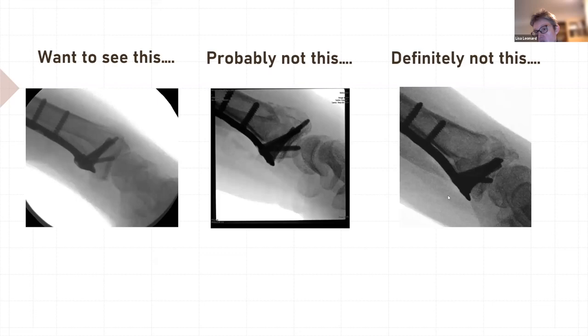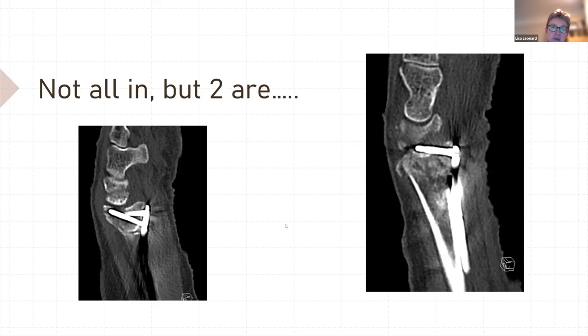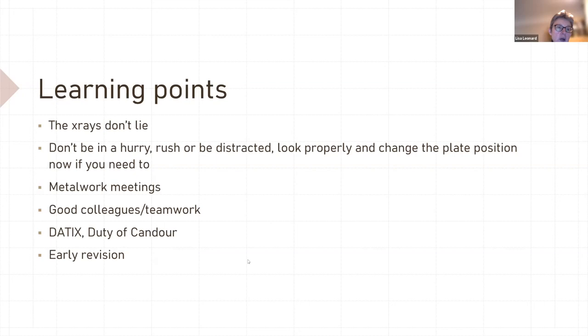If you get the K wire in the right place in the first place, you shouldn't get this position. But if you do, then accept it and make sure you take the time to change it. There's nothing worse than angsting over this sort of thing, where what you really want is the perfect x-ray. So early revision, and I think doing that will perhaps help avoid later problems.